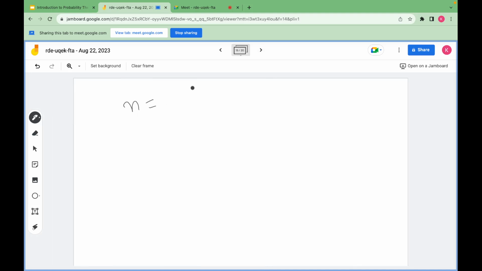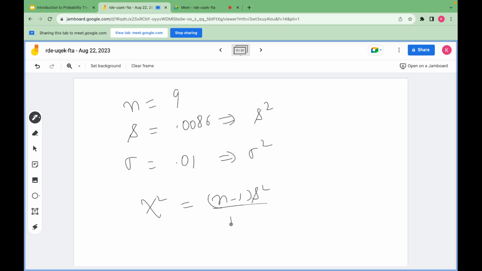N is given as 9, and the sample standard deviation is given as 0.0086. From here we can calculate S square, and since sigma is 0.01, from here we can calculate sigma square. So chi square becomes (n minus 1) S square divided by sigma square, which is 8 times 0.0086 square divided by 0.01 square. This comes out to be 5.9168.